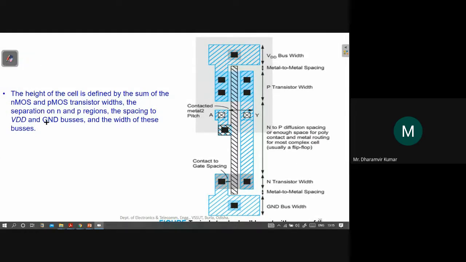For example, this I have given just for reference. You can visualize it as a single cell. It's a layout of a single transistor. The slide is not coming properly here.